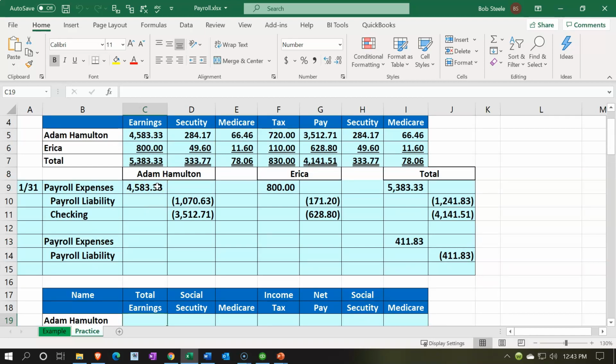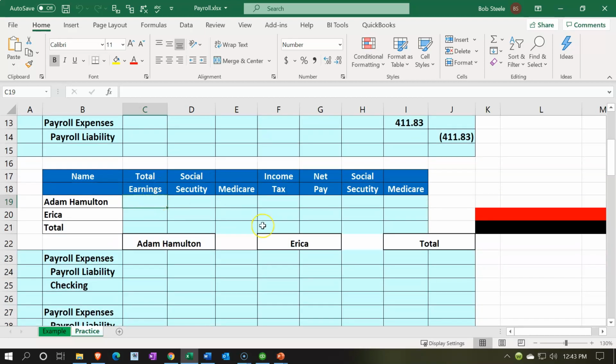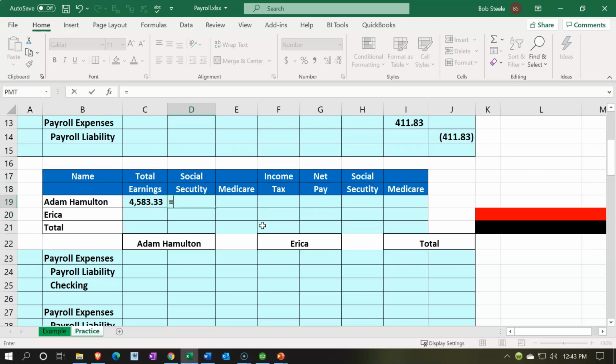We're going to be paying monthly. So this first employee, we're going to say that we pay them $55,000 a year divided by 12 months. We're going to pay that $4,583.33. Social Security is usually calculated as that number times 0.062, 6.2%.